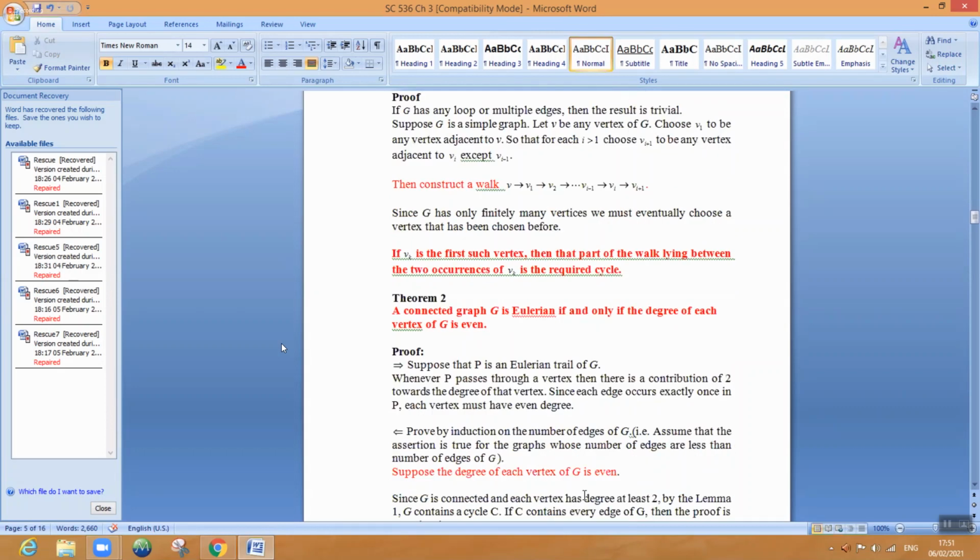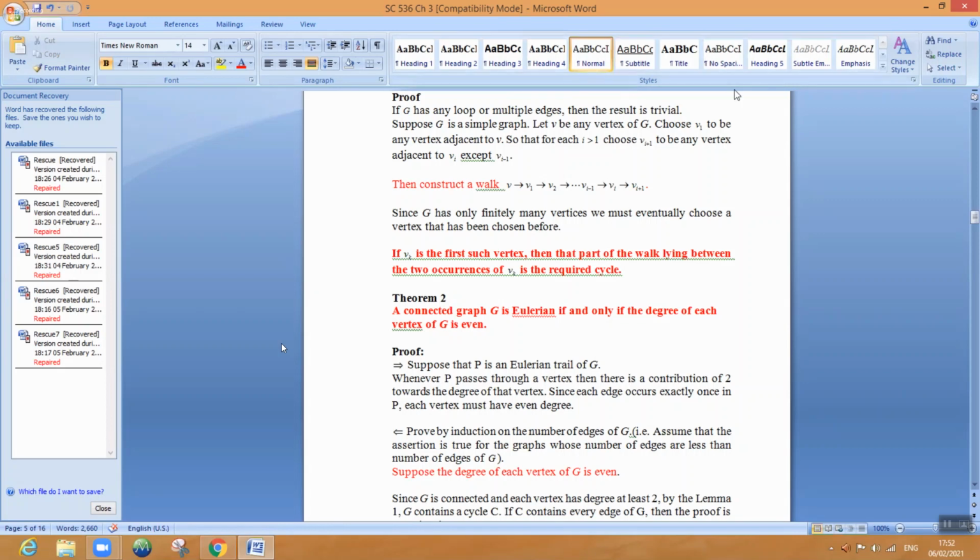Okay. The next theorem says a connected graph is Eulerian if and only if every degree is even. If each vertex has even degree, the graph is Eulerian. Eulerian means it has a closed Euler trail. Vertices could be repeated. Suppose the graph has an Eulerian trail. That means you start from a certain point and you come back to the same point, starting and ending at the same point. So we have to show that the graph has even degrees.